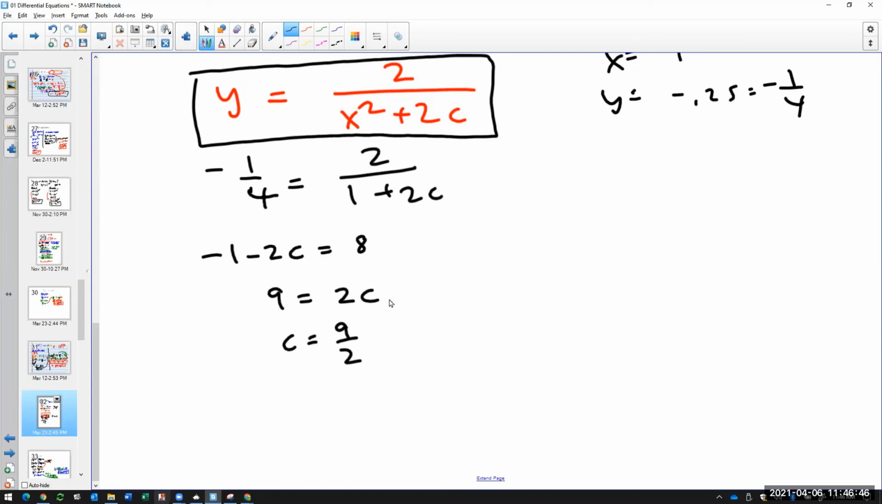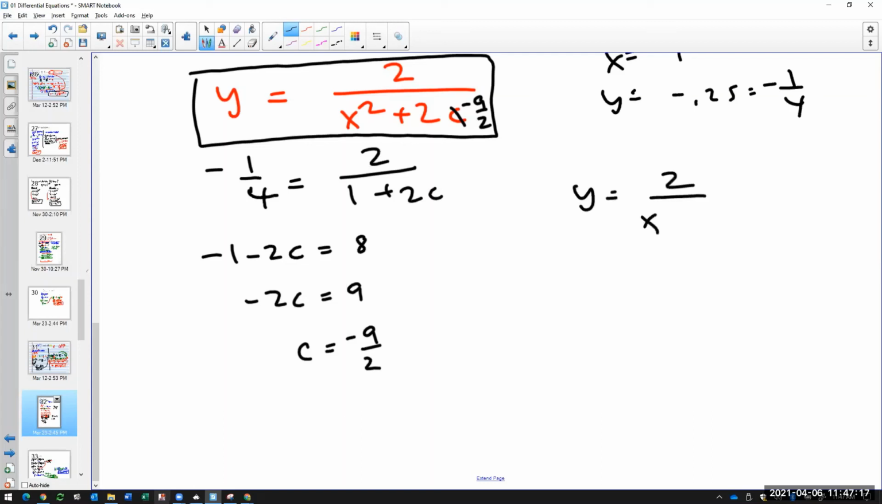So if c is, did I lose a negative? Oh, wait. 2c is equal to, is this -9? Okay, let's start over. -2c is equal to 9, right? So c is equal to -9 over 2. Okay, so this c right here, guys, will be -9 over 2. So if you multiply 2 by -9 over 2, what do you get? Yeah, -9, right? So this is going to be y is equal to 2 over x squared minus 9. Did anybody get that in their final answer? Okay, so that's the answer.